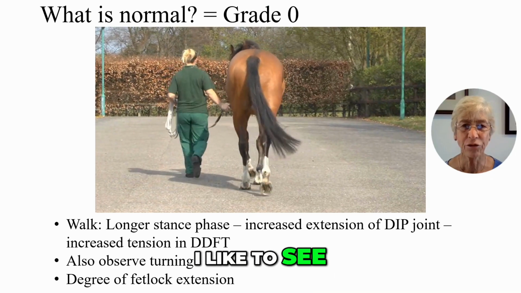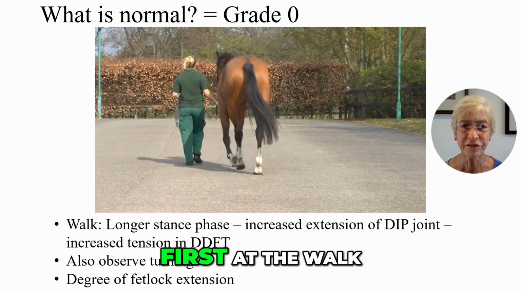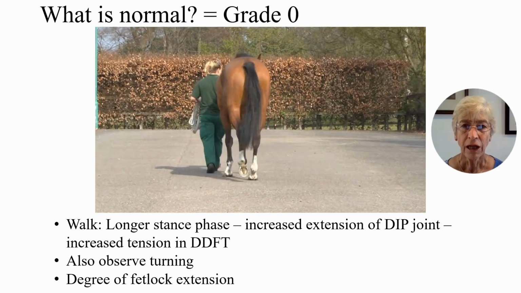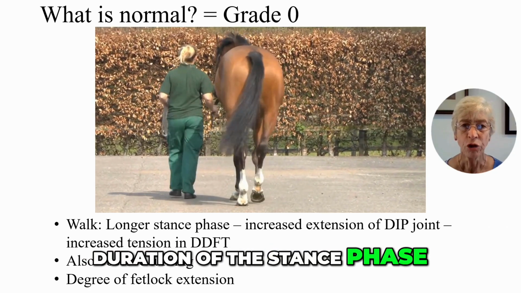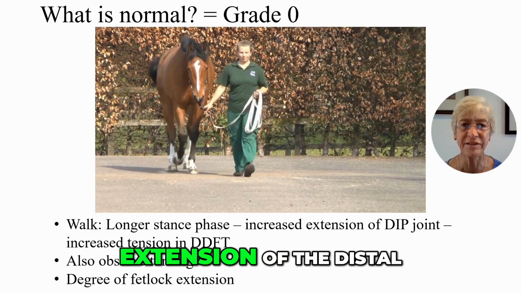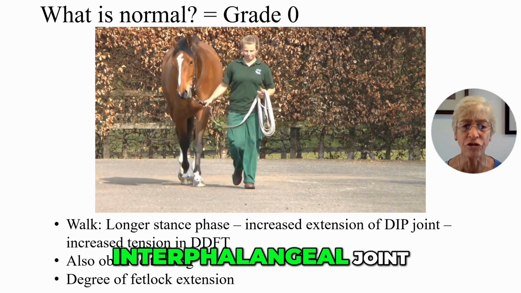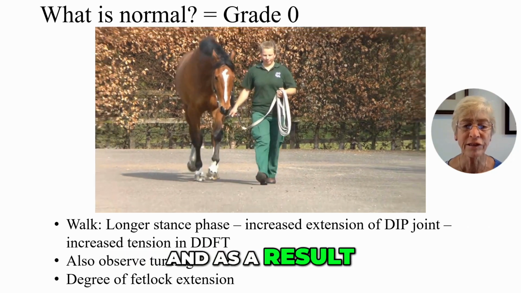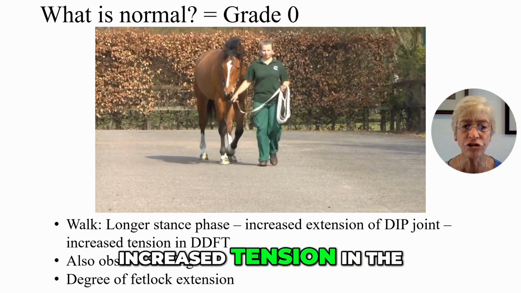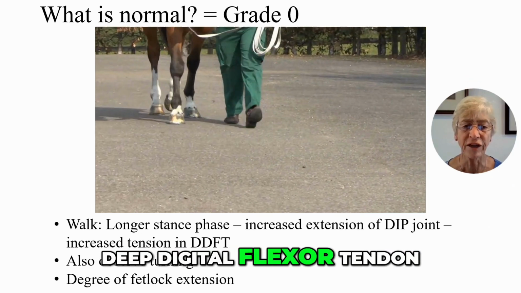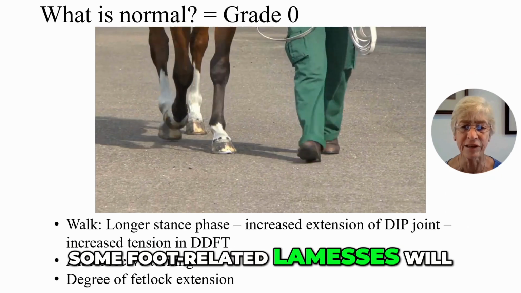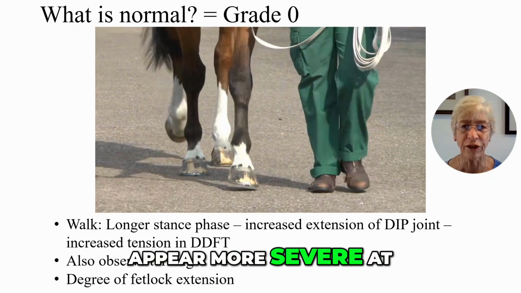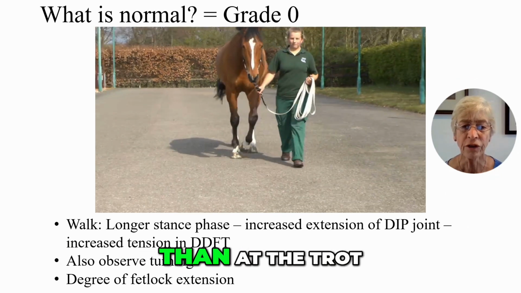I like to see the horse moving first at the walk. At the walk, there is a longer duration of the stance phase, which results in increased extension of the distal interphalangeal joint, and as a result, increased tension in the deep digital flexor tendon. Therefore, some foot-related lamenesses will appear more severe at the walk than at the trot.